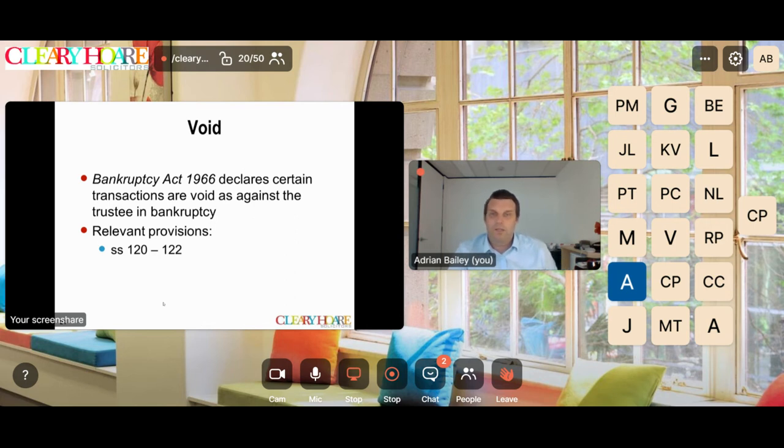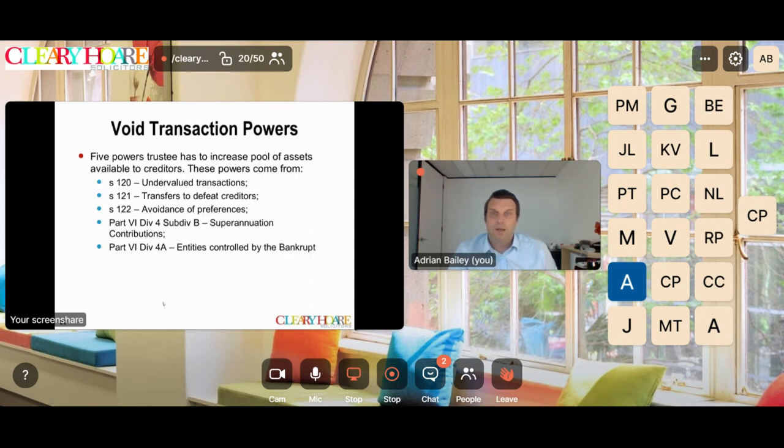So the provisions themselves are sections 120 to 122, and we will work through those provisions so that we can see how they operate. There are also some other provisions in the Bankruptcy Act in relation to powers of the trustee to increase the pool of assets. Those are in relation to superannuation contributions, which I've discussed a little bit earlier. And they're also in relation to Part 4, Division 4A, which are entities controlled by the bankrupt. So those can expand to trust-held assets.